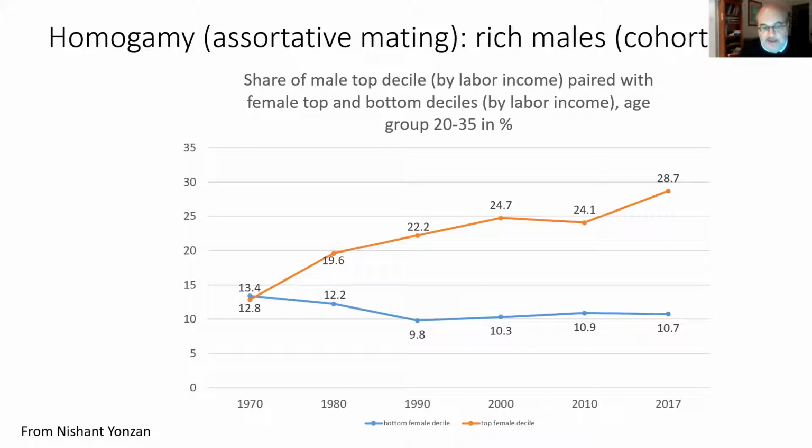You notice in the 1970s that the percentages were about the same. But today, the likelihood of a man who has high earnings marrying a woman with high earnings is almost 30%, and marrying a woman with low earnings is only 11%.